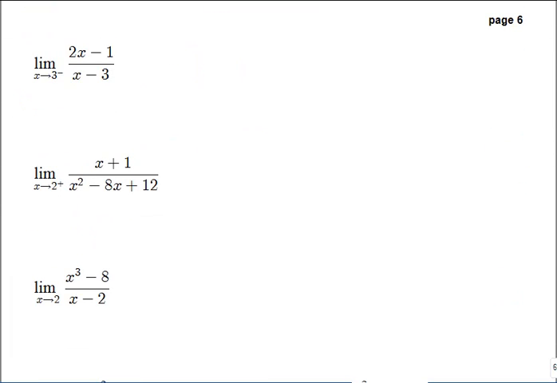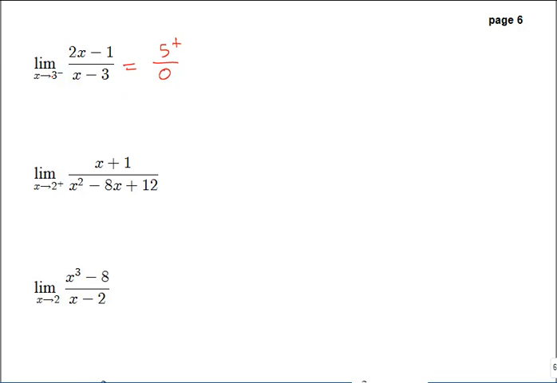All right, let's try the next one here. The limit as we approach 3 from the left-hand side of 2x minus 1 over x minus 3. If we plug in our 3, 2 times 3 is 6, 6 minus 1 is 5, and on the bottom 3 minus 3 is 0. So the top is positive, the bottom we need to look at more closely.